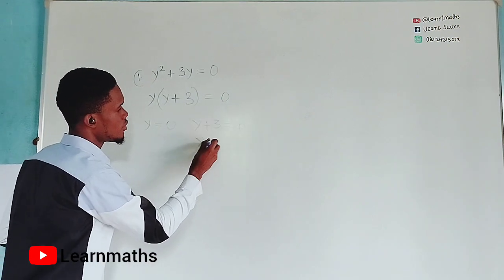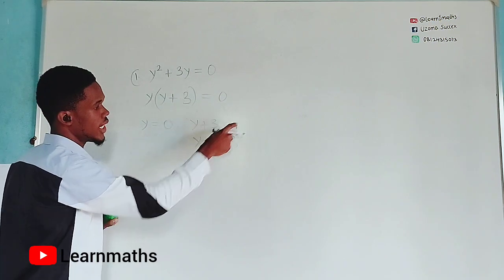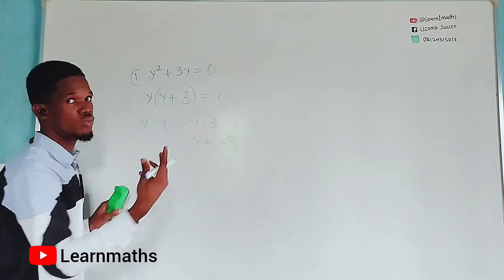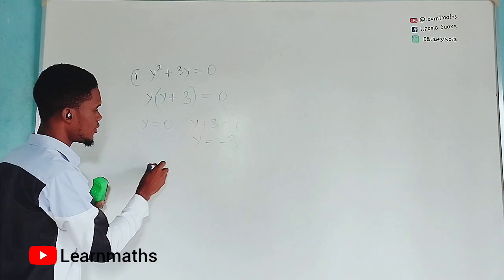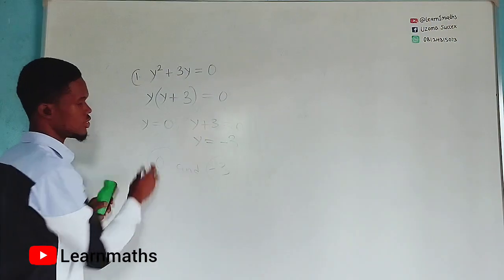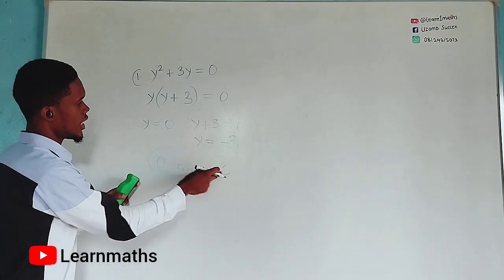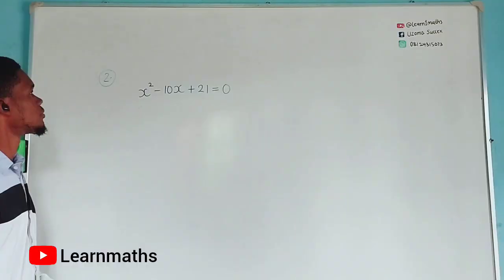So y will be equal to negative 3. If you send this positive 3 over to the other side, it becomes negative 3. So our two values for y here are 0 and negative 3. Whenever you solve a quadratic equation by factorizing, you must get two answers. So our two values here are 0 and minus 3.